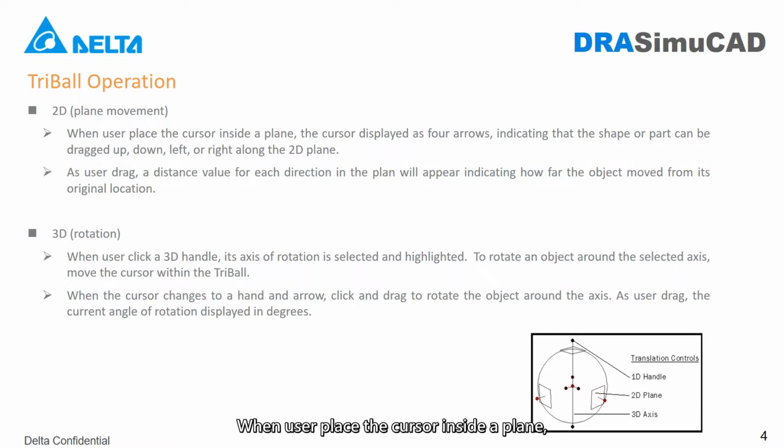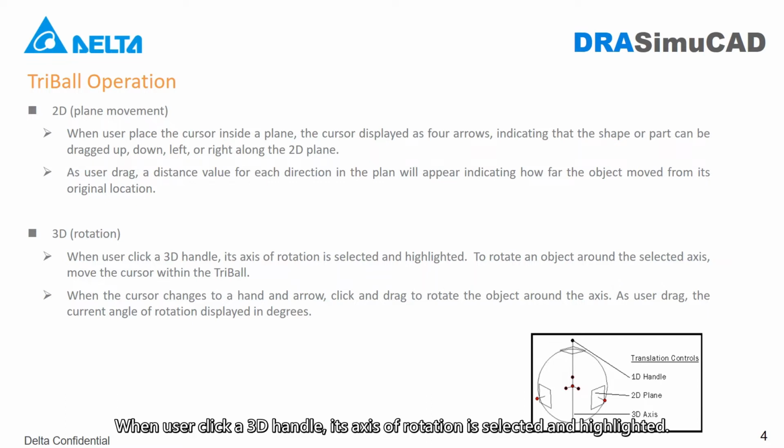When the user places the cursor inside a plane, the cursor is displayed as 4 arrows, indicating that the shape or part can be dragged up, down, left, or right along the 2D plane. As the user drags, a distance value for each direction in the plane will appear, indicating how far the object moved from its original location. 3D rotation.